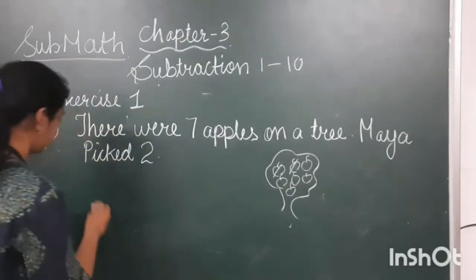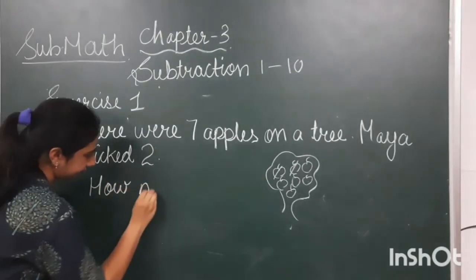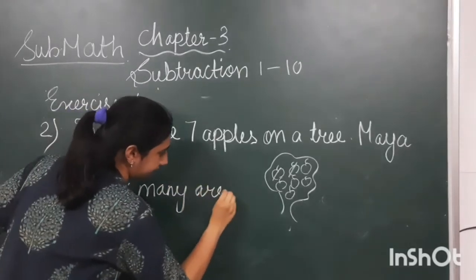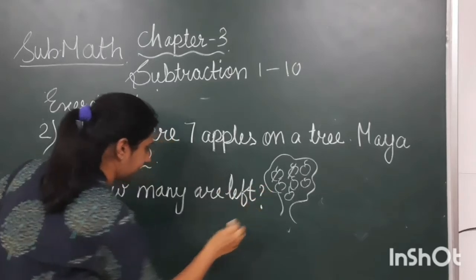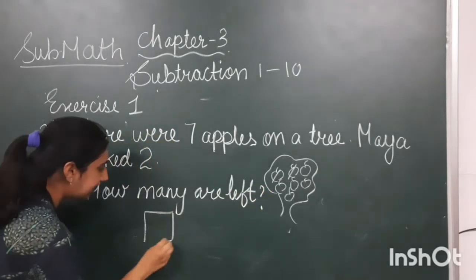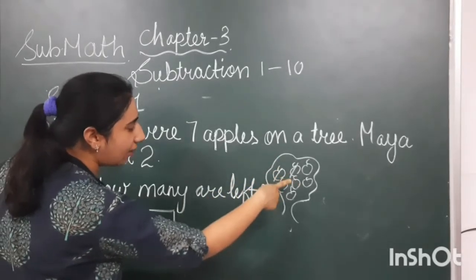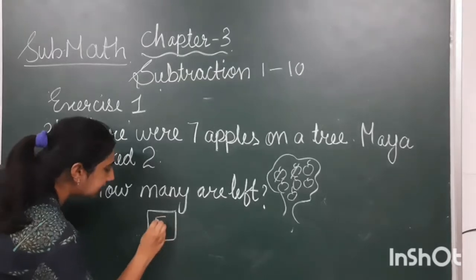How to write? First, how many are left? I will make a box and will write the answer in it. After taking 2 apples by Maya, how many apples are remaining? 5. So I will write 5 in the box.